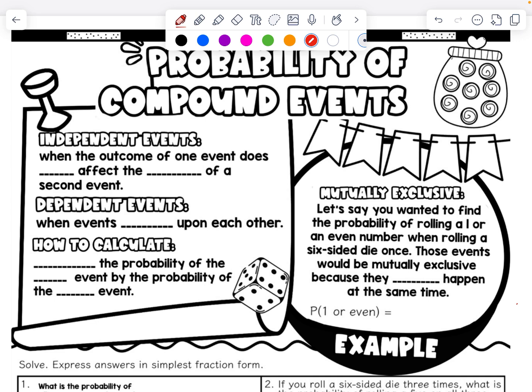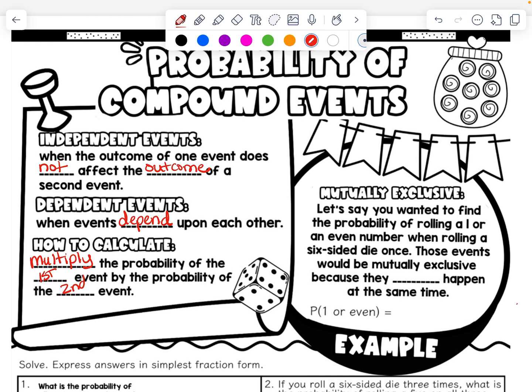Let's talk about independent events. Independent events are when the outcome of one event does not affect the outcome of the other event. It makes sense. Dependent events is when events depend on each other. And how to calculate those is you just multiply the first event by the second. And if you have several, you just keep multiplying them if you have more than two.